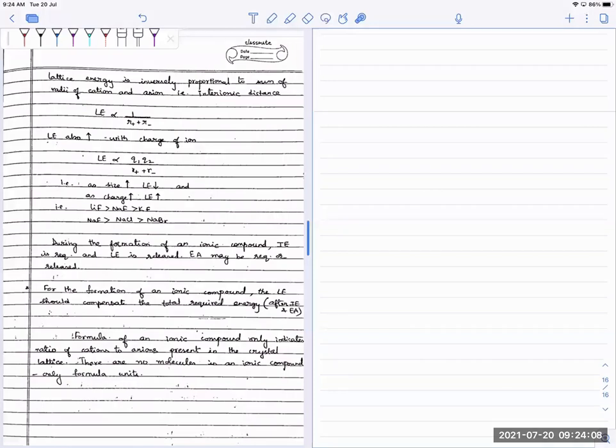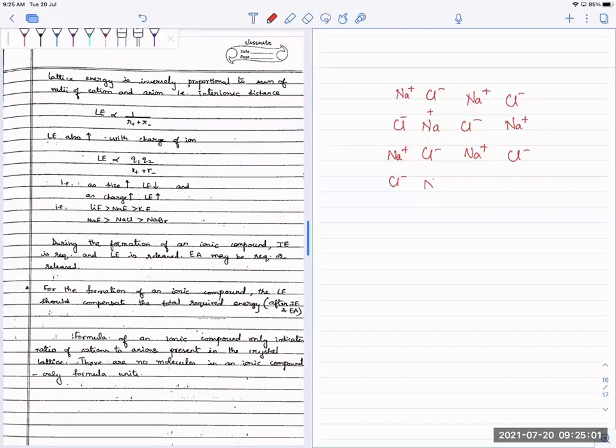When you take the formula of an ionic compound, it only indicates the ratio in which the ions are present. It doesn't tell me how many atoms are there in a molecule. There is no concept of a molecule in an ionic compound. What I mean is, when you take sodium chloride, every Na plus is surrounded by chlorides. Every chloride is surrounded by Na plus ions. So when I say I want a molecule of NaCl, there is no concept of a molecule. There is just a ratio between your number of sodiums and chlorines.